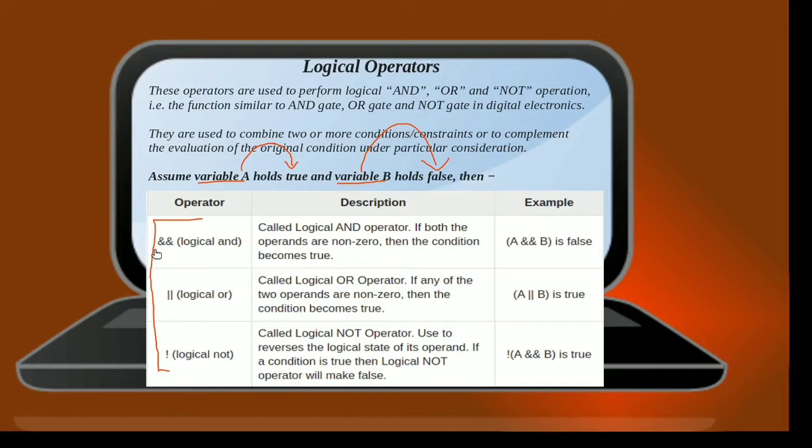whereby we have two ampersand symbols which denote the logical AND, and what this does is that it checks whether the two inputs provided to this particular operator are both true or not. If both of them are true, then this logical AND operator evaluates to true, and if any one of the two inputs is false, then this particular operator returns false.